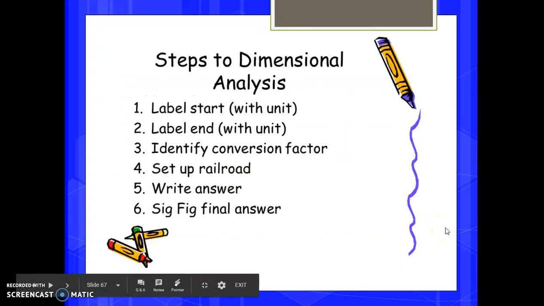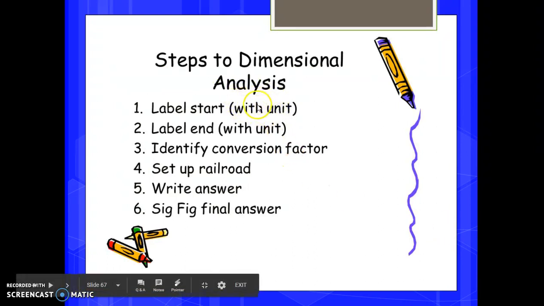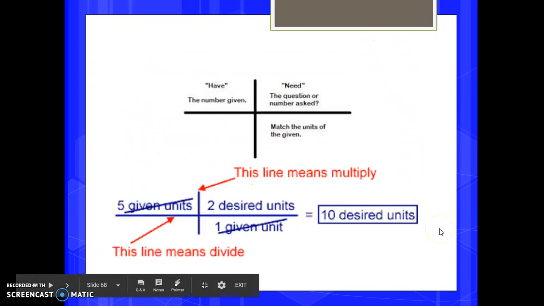So there are some steps to dimensional analysis. You first want to identify what unit you're starting with and what unit you're ending with, and then see, do I have a conversion factor that'll get me from point A to point B? From there, you set up your railroad tracks or your T-boxes, which is what I tend to call them. You'll get your whole setup, solve your problem, write your answer, and then determine your sig figs in your final answer.